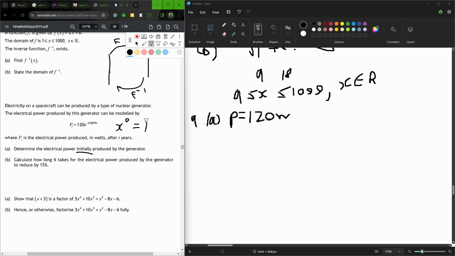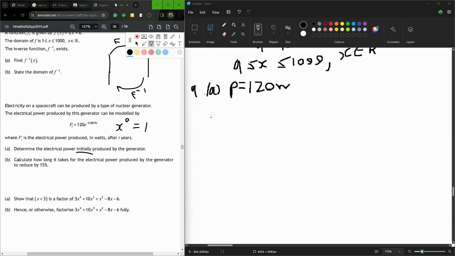That's just a standard rule, which means it's 120 times 1, so it's 120. And that's A done. Another free mark for us. Don't mind if I do.